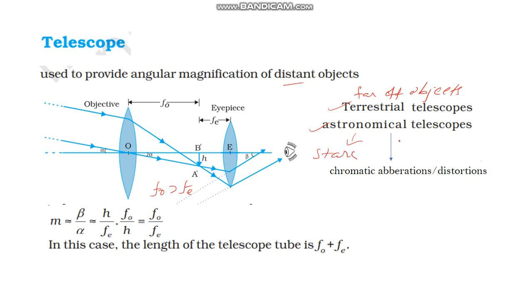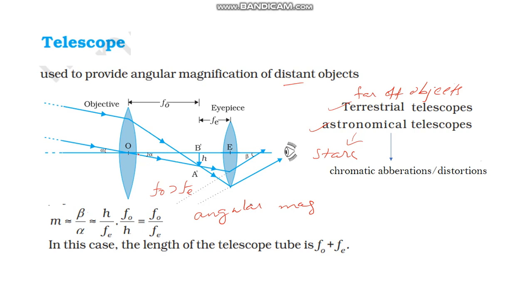So there are two types of telescopes. In the case of a telescope, we only talk about angular magnification. Alpha is the angle made by the object and beta is the angle made by the eyepiece. So you have to find beta by alpha, basically tan beta by tan alpha, but because these angles are very small, you find tan beta and tan alpha. So tan alpha, if you see, is h by fo.